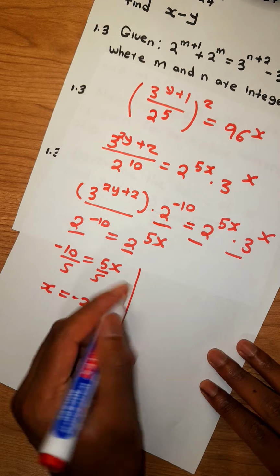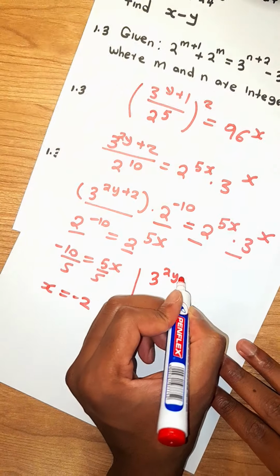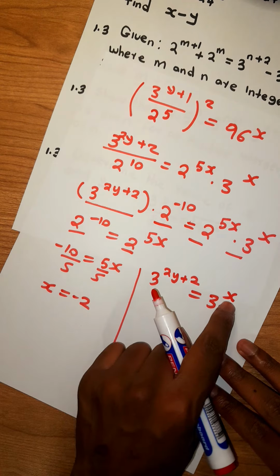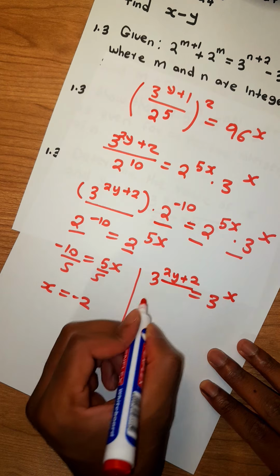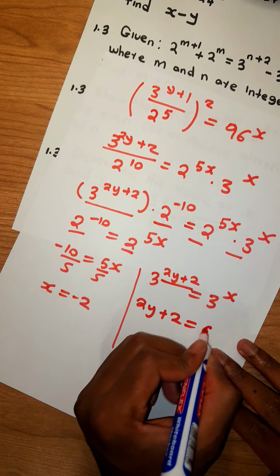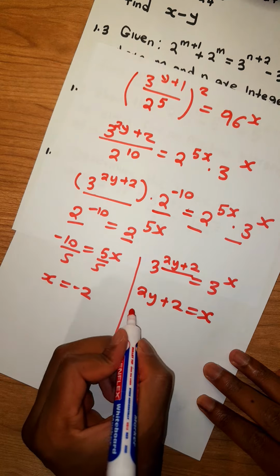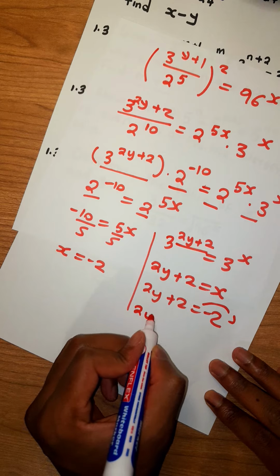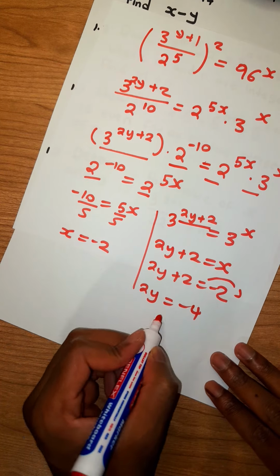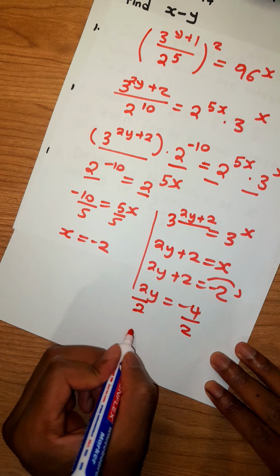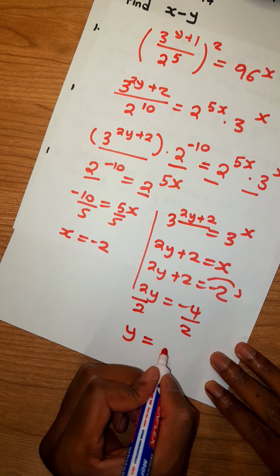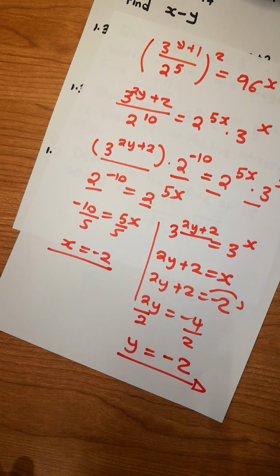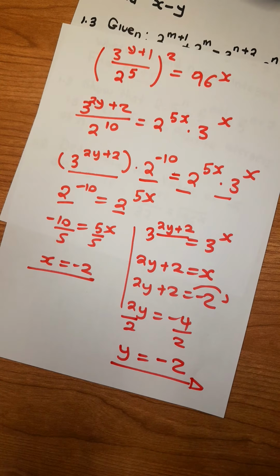negative 2. Now what's left is for me to say, well, 3 to the power 2y plus 2 is going to be 3 to the power x. But what is x? So x is equal to minus 2. So it's going to be 2y plus 2 equals x. But I know that x is actually going to equal minus 2. So if I take this one to the other side, I'll be left with 2y. That actually equals minus 4. If I divide both sides by 2, I actually get my y equals minus 2. So the value of x and the value of y, they're actually both equal to minus 2, according to my calculations.